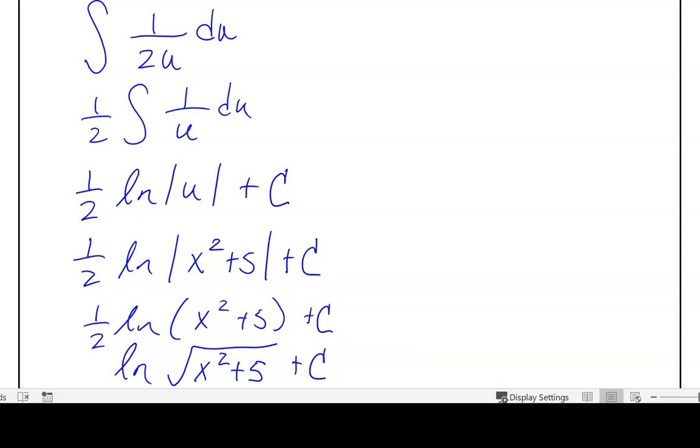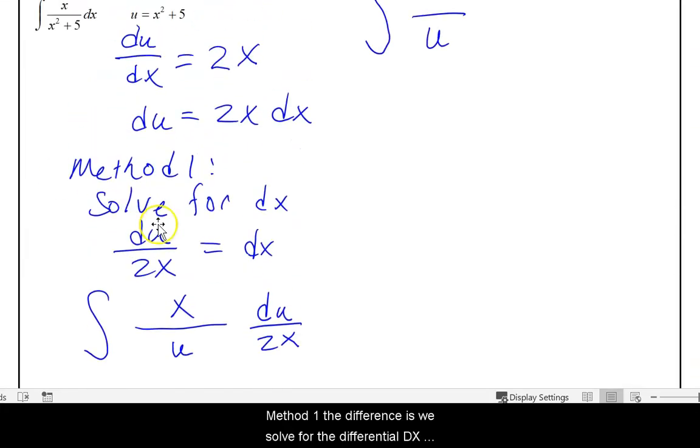That's method 1. In method 1, the difference is we solve for the differential dx and we substitute just that in place of the differential. Let's look at method 2.